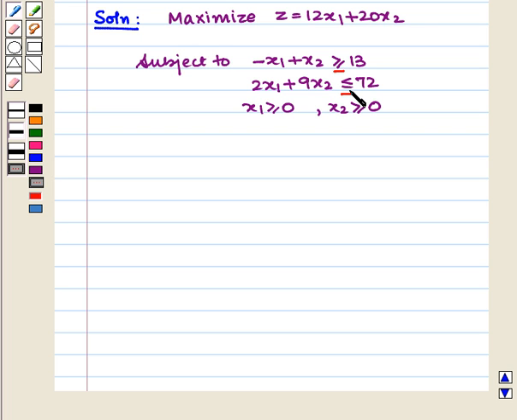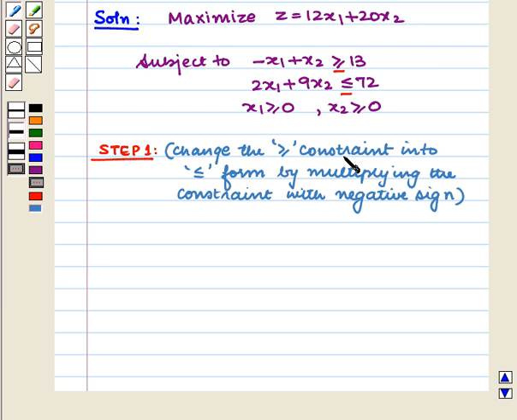So here our first step will be to change the greater than equal to constraint into less than equal to form by multiplying the constraint with negative sign. We have the given constraint as minus x1 plus x2 is greater than equal to 13. On multiplying it with the negative sign, we get x1 minus x2 is less than equal to minus 13.